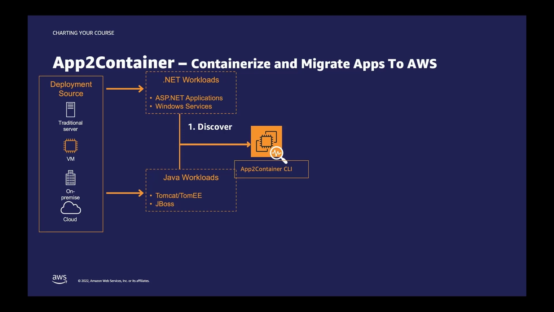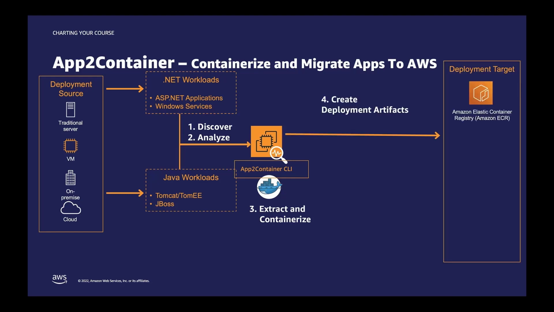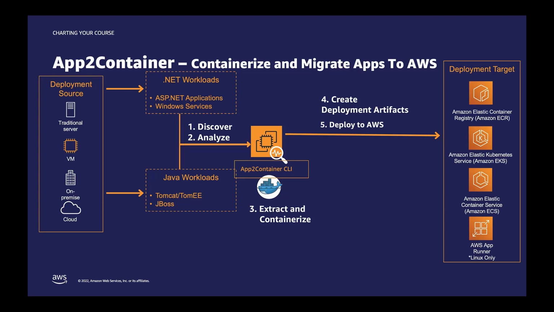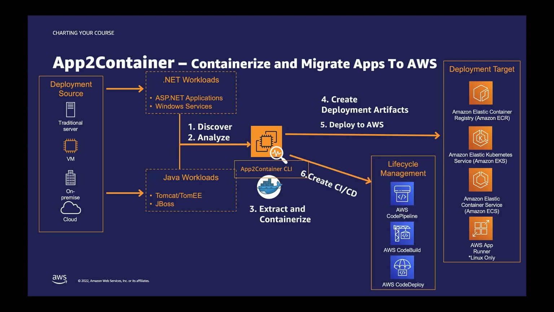With the workload identified, you can analyze the application to identify runtime dependencies. That will allow you to extract the application and create the container image. You can then generate the deployment artifacts and deploy the image to Amazon Elastic Container Registry, and then deploy the image to either ECS, EKS, or App Runner. Optionally, you can create the CI/CD pipeline as well that will deploy the image to your environments. Note though that this pipeline does not include building your application from source code.